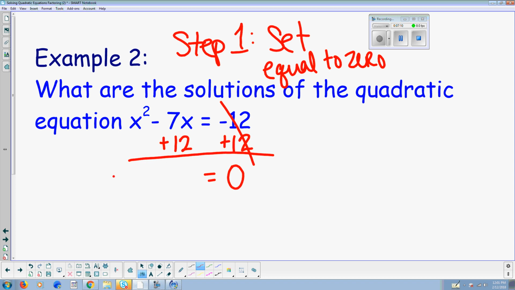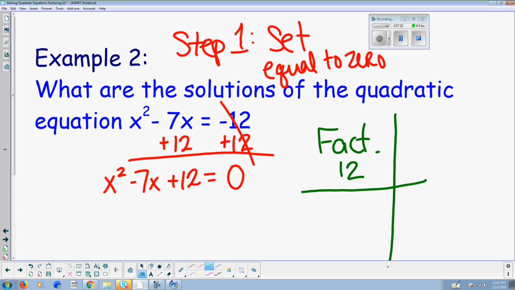On the left side, I don't have any like terms. So I'm just going to bring all the terms down. X squared minus 7x plus 12. So at this point, we're ready to factor. We're going to create a chart listing the factors of positive 12. So we're listing the factors of 12 that will give us a sum of negative 7.